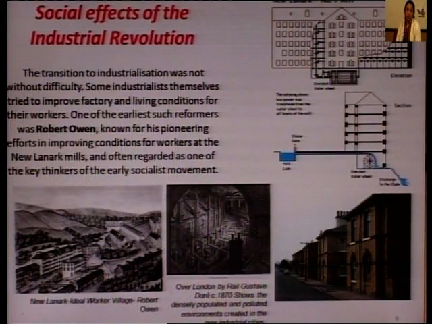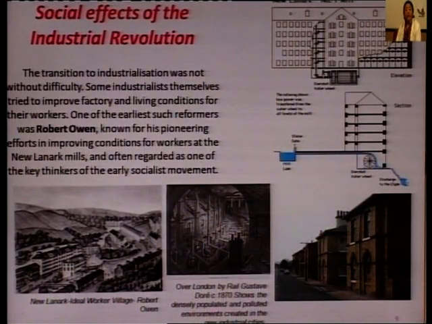Further social effects of the Industrial Revolution were that while at one point of time there was grime and unfair living conditions, there were also philanthropists, which means there were certain industrialists who were interested in the welfare of the people. They wanted to improve the factory and living conditions of the workers because they knew in their hearts that unless the worker is well fed, healthy and cared for, he is not going to be able to put in his best, and therefore the efficiency of the factory is going to come down.